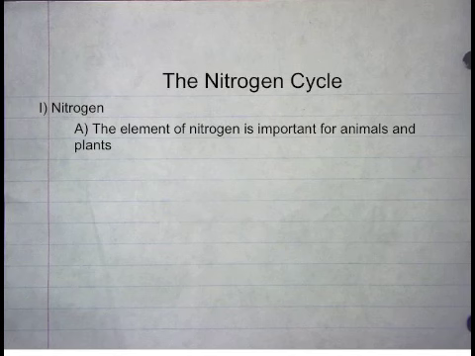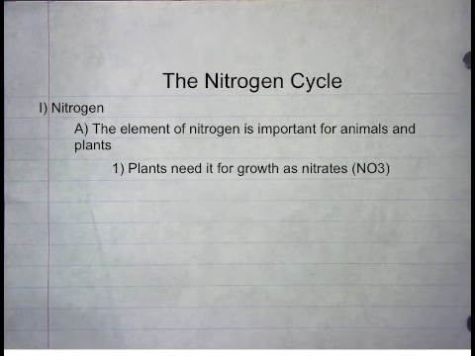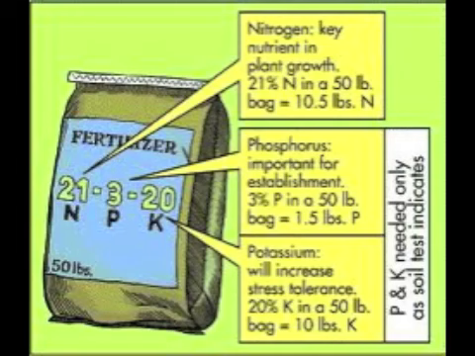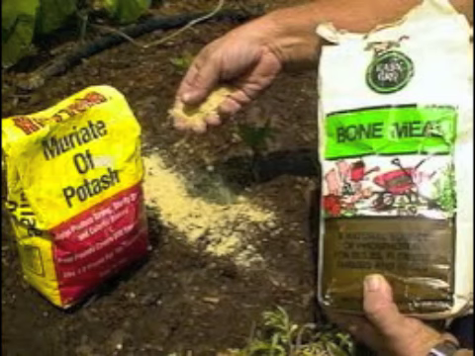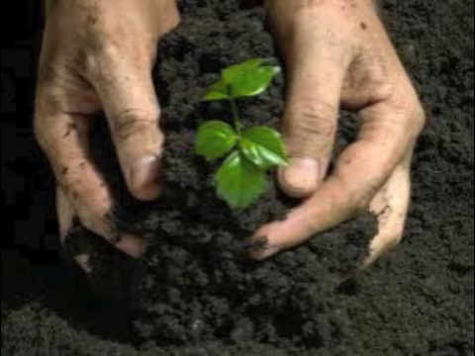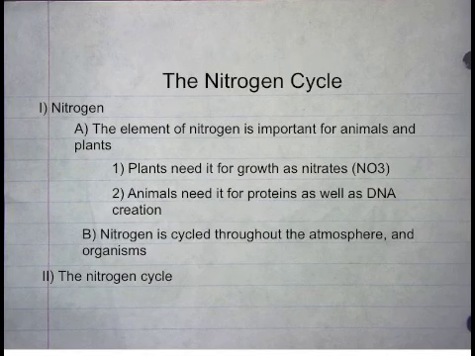The nitrogen cycle. The element nitrogen is important for animals and plants. Plants need it for growth as nitrates, NO3. Nitrates are essential for plant growth as they allow plants to be firm, grow tall, and capture more sunlight for photosynthesis. Animals need it for proteins as well as DNA creation. Nitrogen is cycled throughout the atmosphere and in organisms.